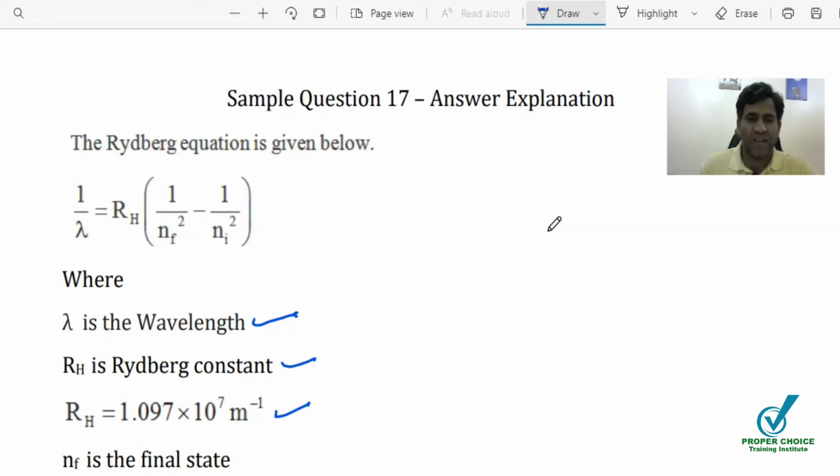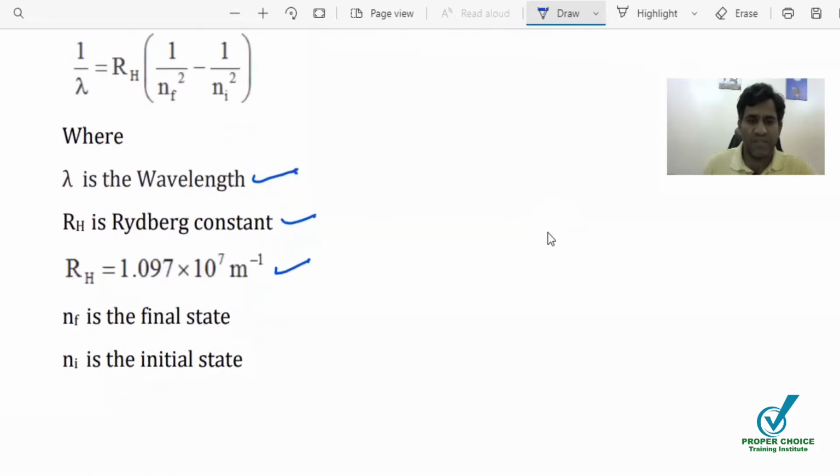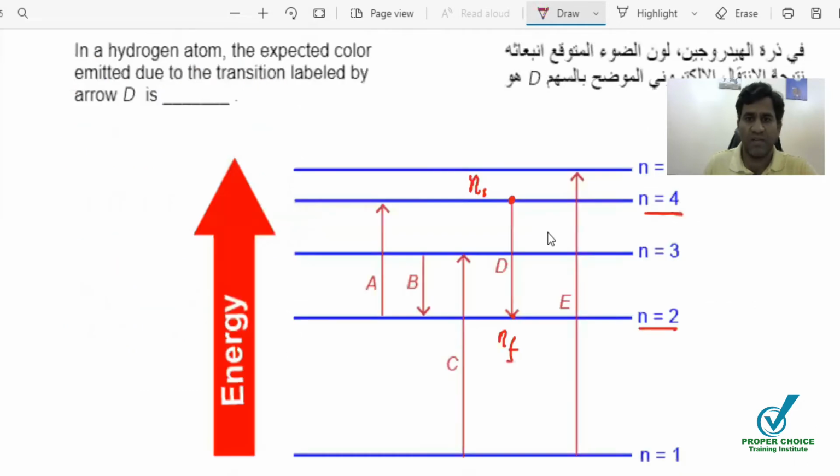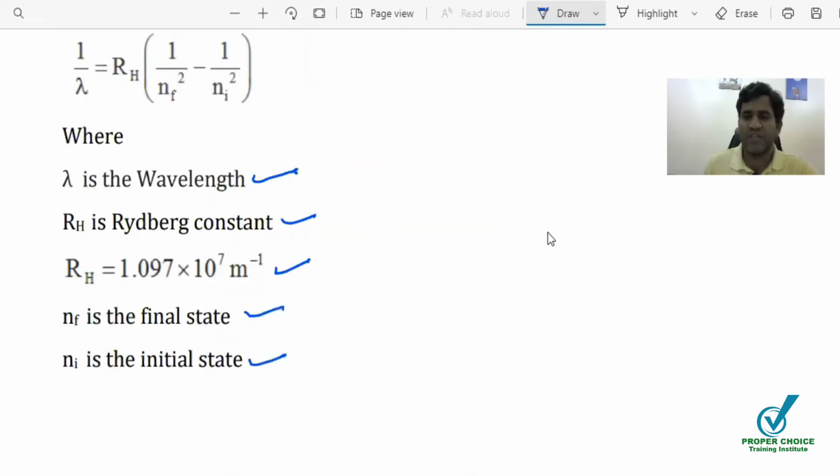And nf is the final state and ni is the initial state. So that's what I have written here. Ni is the initial state and nf is the final state. By using this, let's first calculate the wavelength of the light.